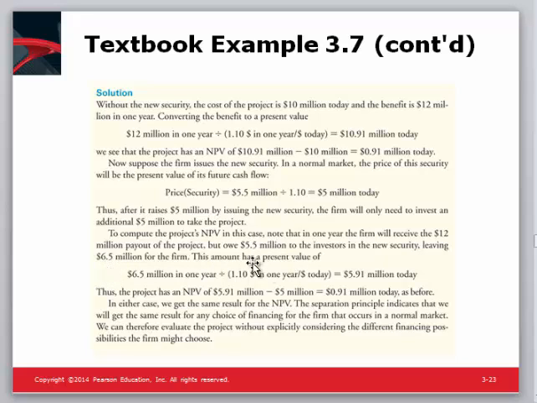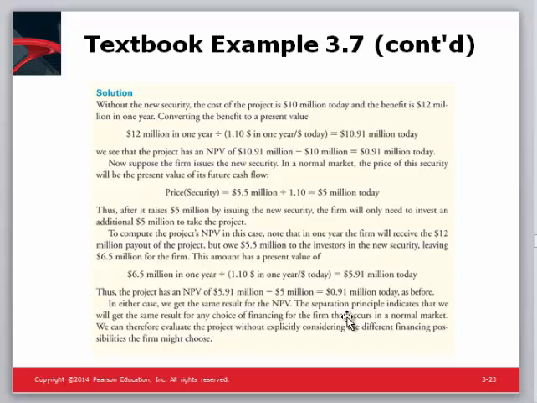What's the present value of $6.5 million? What's the value of that today? It's $5.91 million. Thus, the project has a net present value of what? $5.9 million minus the $5 million. It's still worth $0.9 million. So it didn't matter whether I borrowed money or not. It doesn't even matter how much money I borrowed. The net present value is the same.